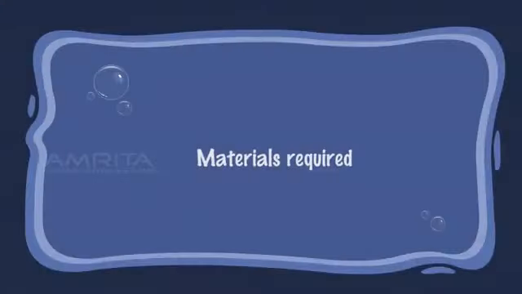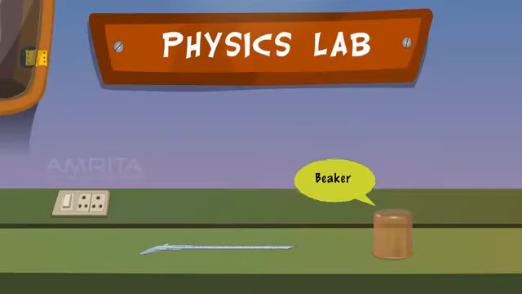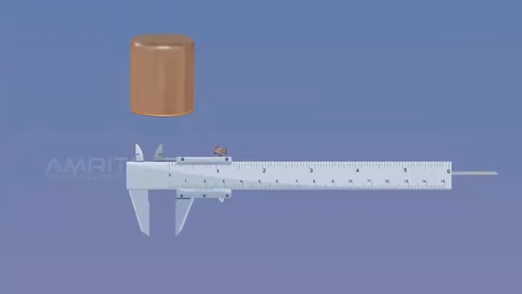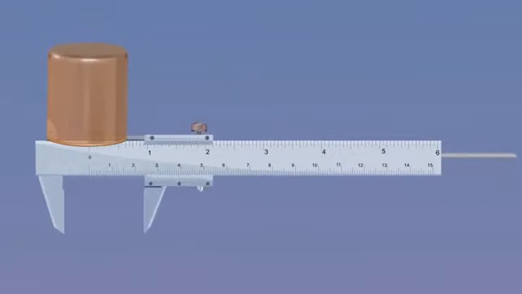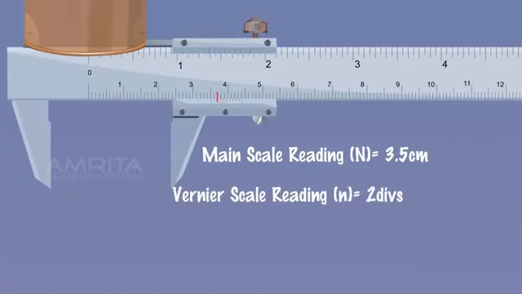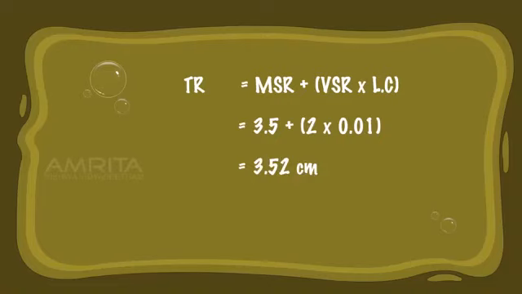Beaker. Materials required: vernier calipers and a beaker. Take the vernier calipers and the beaker. Place the beaker upside down over the internal measuring jaws and fix it tight. Note down the main scale reading and the vernier scale reading. Calculation: TR is equal to MSR plus VSR into least count, which is equal to 3.5 plus 2 into 0.01. That equals 3.52 centimeters. That is D is equal to 3.52 centimeters.